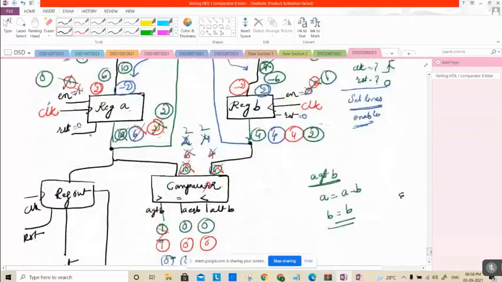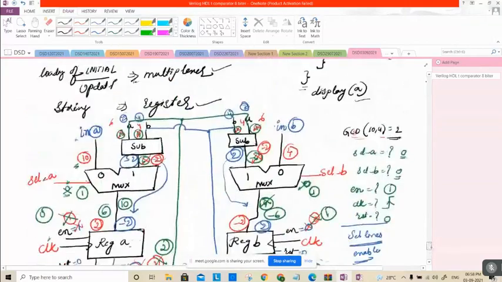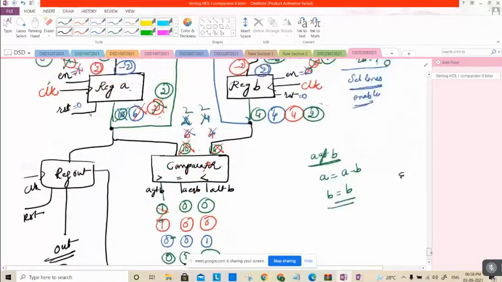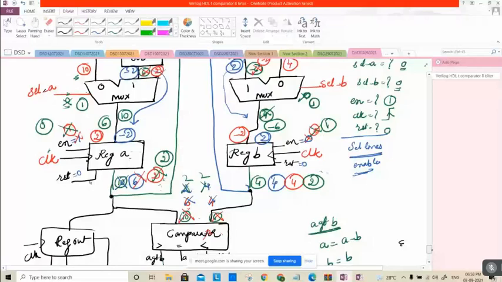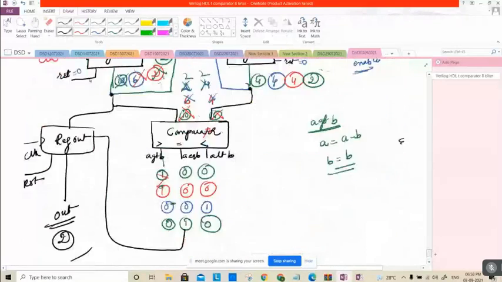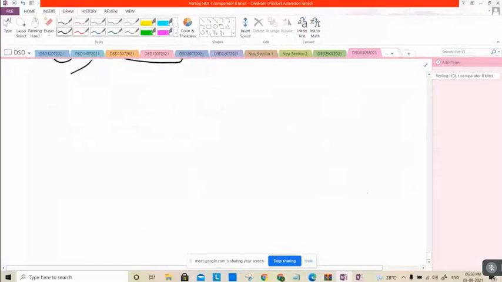Now see this. For less than and greater than also, if A and B are reached, the same way for less than and greater than the register can be given a control gate. That is what I'll tell you. See this. If we draw a simple block diagram for the above, tell me the set of inputs and set of outputs. What are the set of inputs?